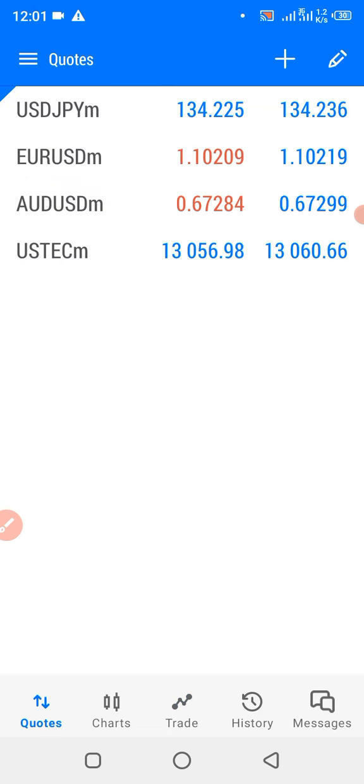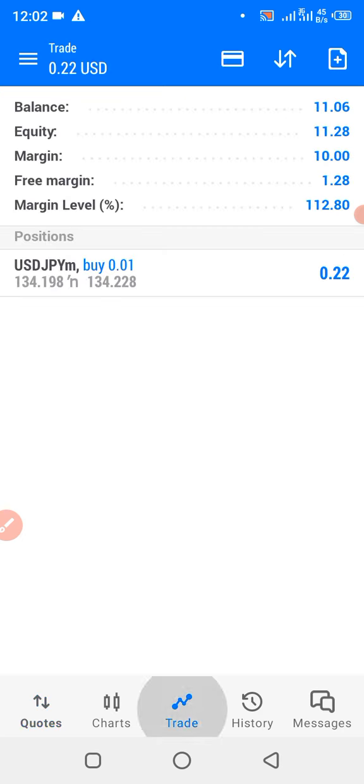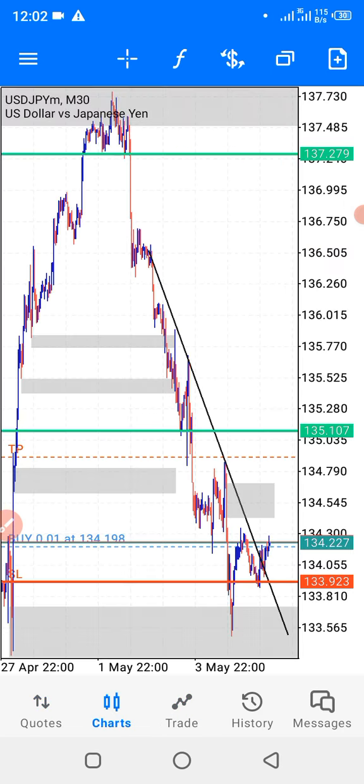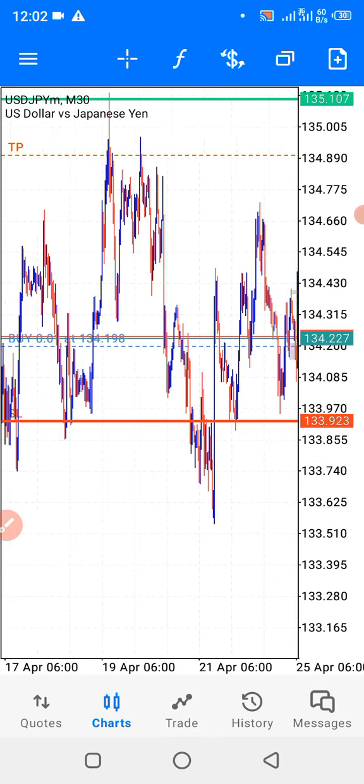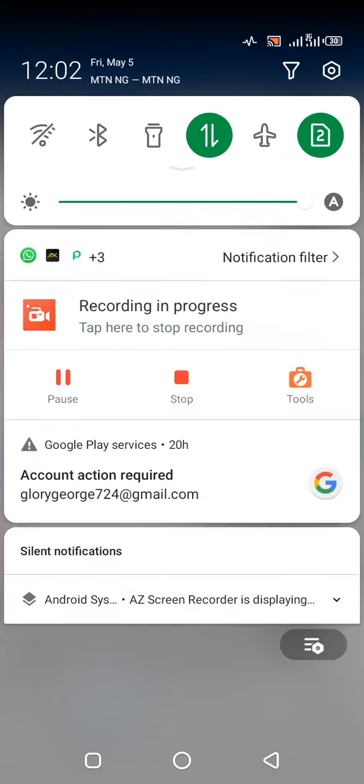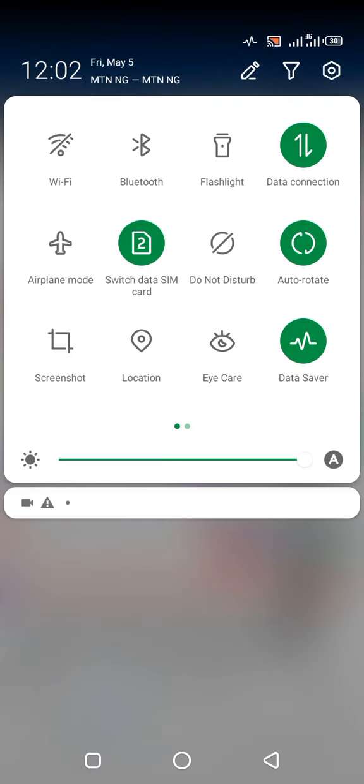So look at the pairs that are actually on my watch list: USD, USD, AUD, and US Tech. I just added US Tech this morning. Not that I actually trade US Tech, no, I just added it in case there's any opportunity that I need to see in this market. Now the way I trade, I usually share it on my channel, but let me just brief you guys on the analysis that I did before entering this market.